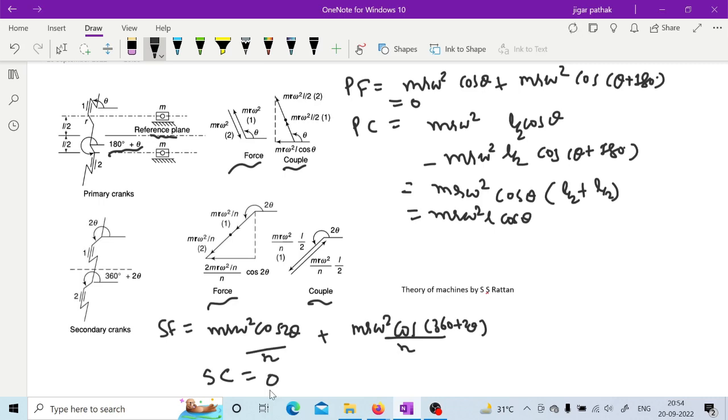So in inline two cylinder engines with cranks 180 degrees apart, primary force and secondary couple are balanced, because primary force is coming 0 and secondary couple is coming 0. So what you need to take care of is the primary couple and secondary force. This way 4 cylinder and 6 cylinder engines are also discussed in Ratan. You can explore that. I am not going into depth of it, because we need to solve some questions also.